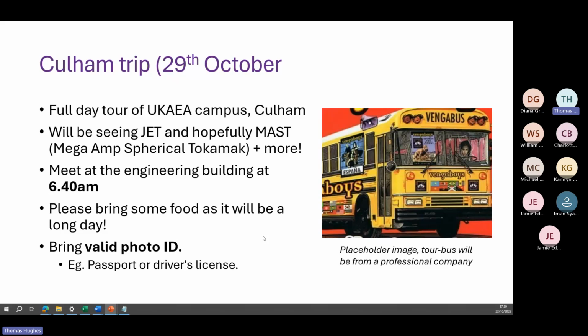So meet at the engineering building at 20 to 7 on the 29th. Bring some food, it's going to be a long day, and valid photo ID, please. Passport or driver's license is good.